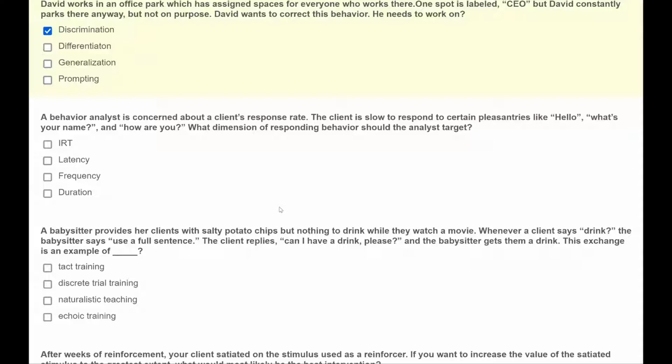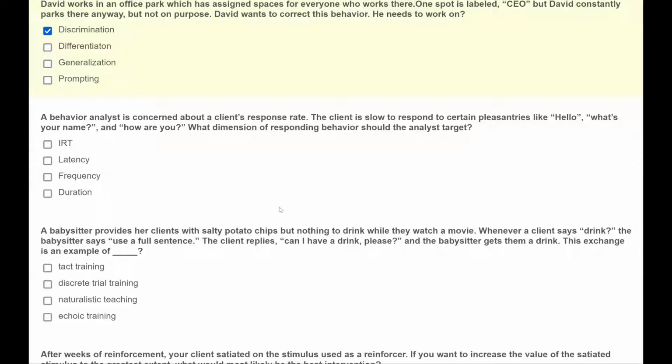Problem is the client is slow to respond to things like, hello, what's your name and how are you? Well, in this context, hello, what's your name and how are you function as what? They function as SDs for talking. If I say hello, you're going to say hi. If someone asks me what's my name, I'm going to say Alex. And if they say, how are you? I'm going to say good. These are SDs.